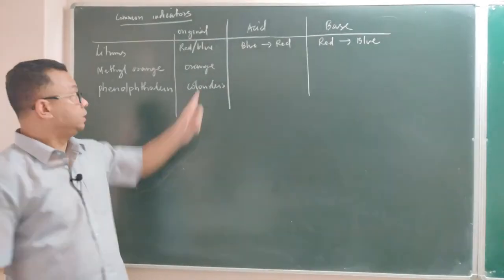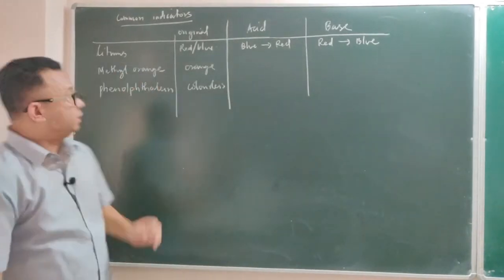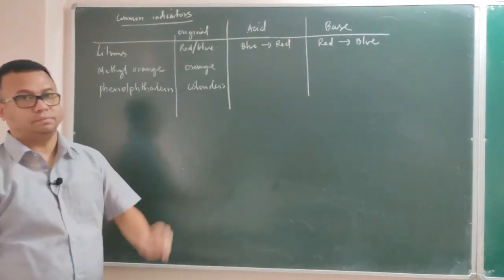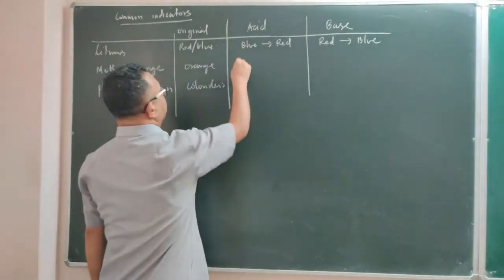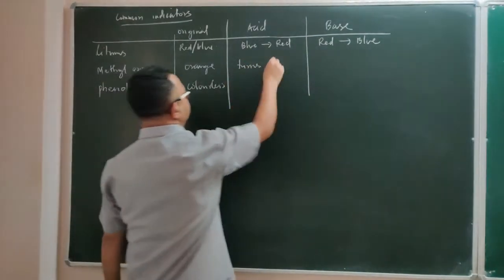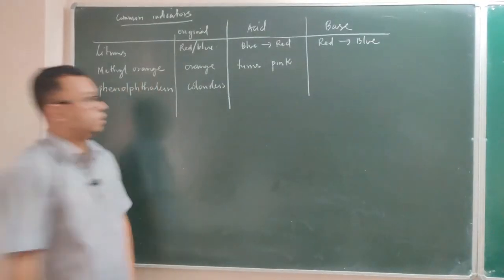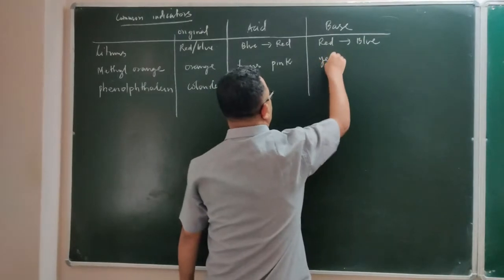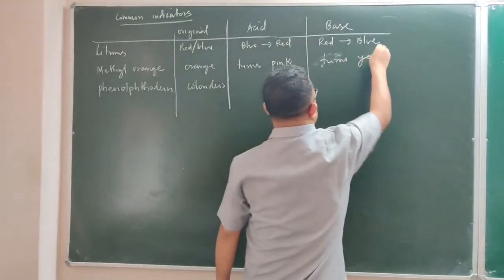Now the orange color of methyl orange: methyl orange is orange in color, but this orange color will turn pink in acid, but it turns yellow in base.